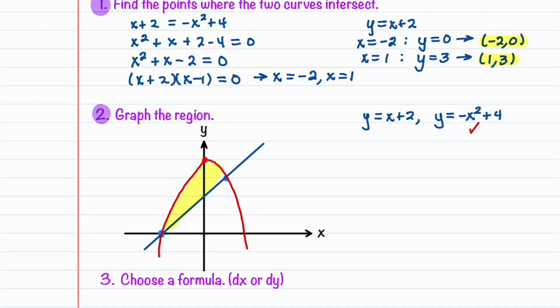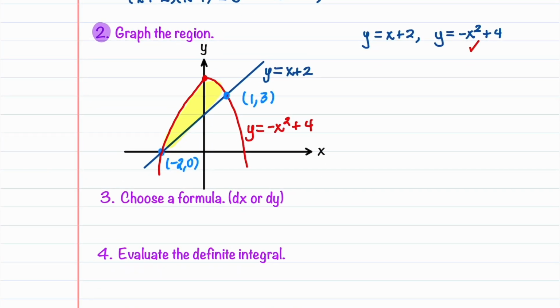Let's go ahead and put some labels on our graph. We'll label our intersection points. This point down here is minus 2, 0, and this point up here is the point 1, 3. Our line is the graph y is equal to x plus 2, and our parabola is y is equal to minus x squared plus 4. It really helps to label the graphs when we go to set up our integral.